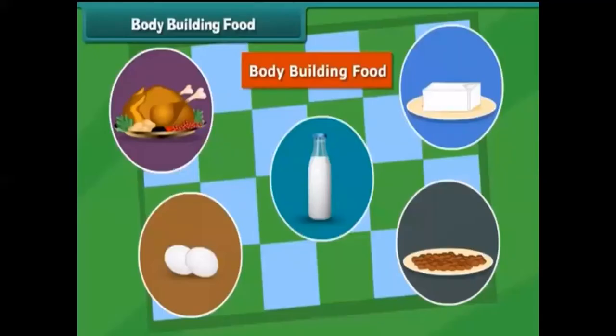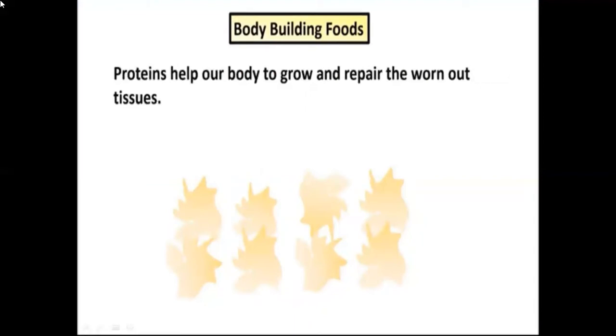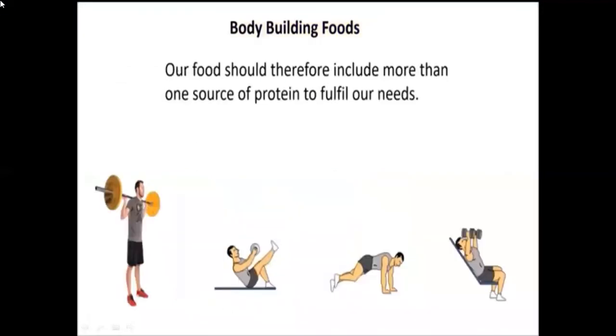Now, bodybuilding food. Foodstuff containing proteins are called bodybuilding food. Proteins help our body to grow and repair the worn out tissues. Even the foodstuff containing proteins are bodybuilding foods. And what is the function of proteins? They help us to grow and repair the worn out tissues.